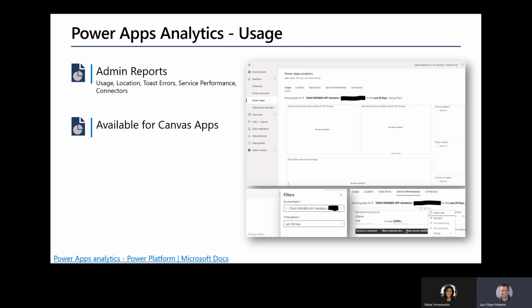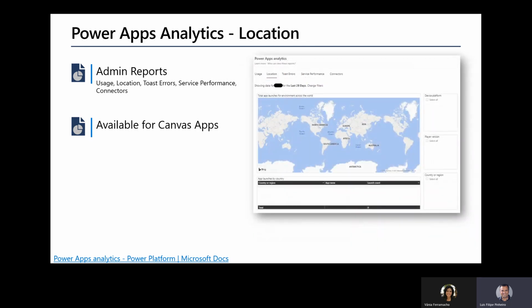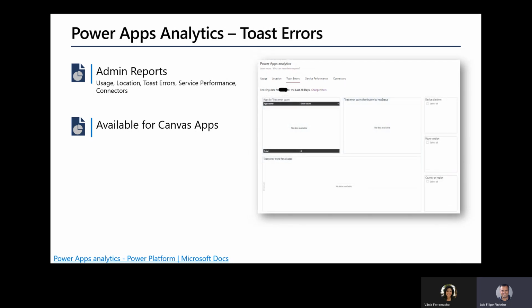Okay. Then we have the location report, which provides the map-based view of usage, and it gives insights into the regional adoption and usage of the Canvas app. Then we have the Toast error reports, which provide insight into the error trends, the type and count per app to help drive improvement in the app quality. And the Toast errors are errors displayed to the end user of the application. This is what we are looking at here.